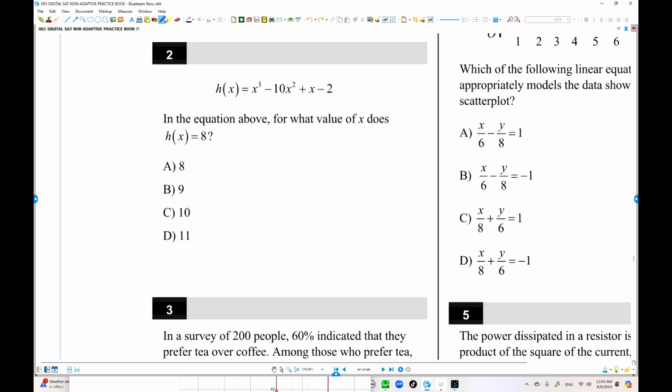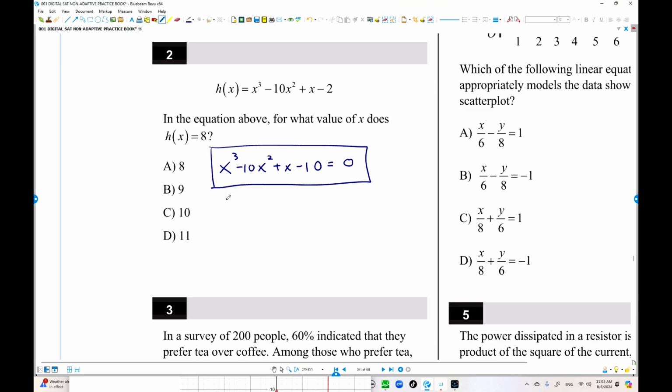Okay, this is number 2, Module 1. The equation f of x is 8. The value of y is 8. What is the value of x? You have to solve the equation, right? x cubed minus 10x squared plus x minus 2 equals 8. That is equal to what? Minus 8 equals 0. So this one will be minus 10. Okay, that is standard form.